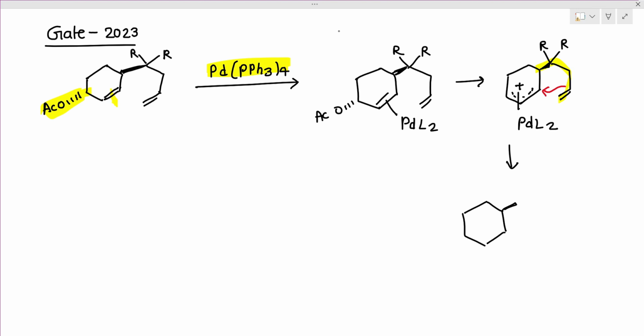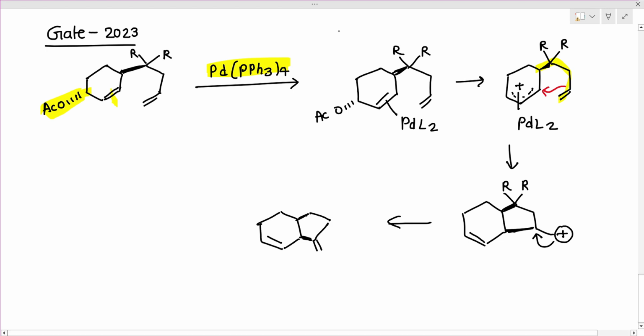Now you can see that this side chain is above the plane. So it will attack from the above-the-plane side. It means this attack will be above the plane, and this will be your group. There will be a positive charge. Now this positive charge will come like this, and you will get a product like this.